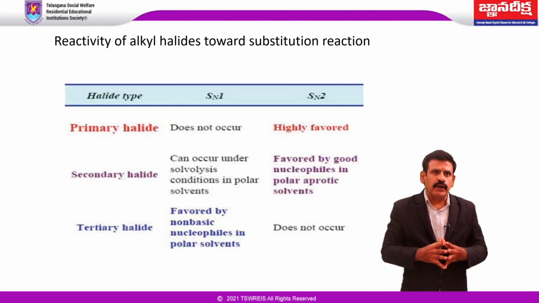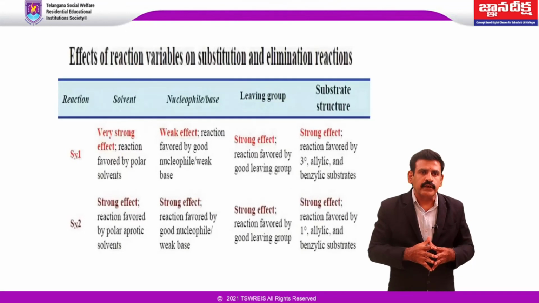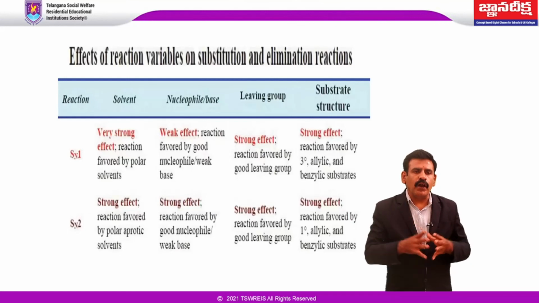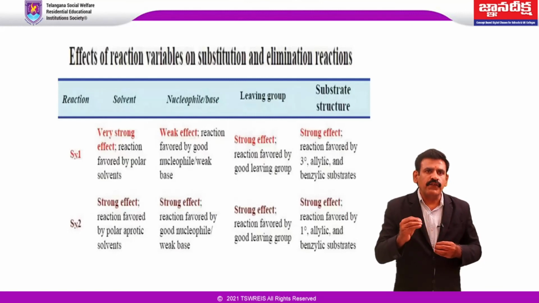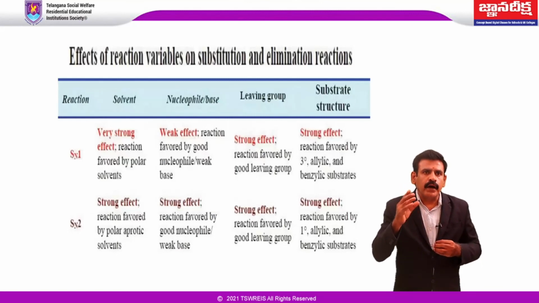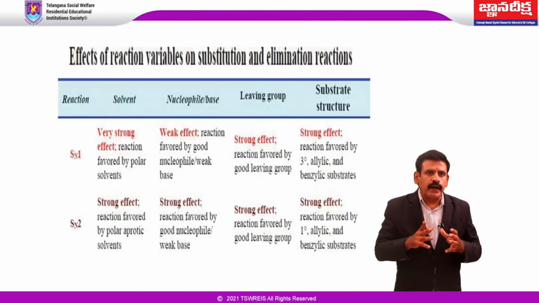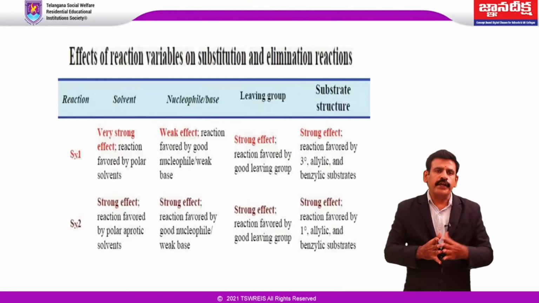So, the effects of reaction variables on substitution and elimination reactions. See here SN1 and SN2 reactions. For SN1, the solvent has a very strong effect: the reaction is favored by polar solvents. For SN2, the solvent has a strong effect: the reaction is favored by polar aprotic solvents. For the nucleophile, SN1 has a weak effect, with the reaction favored by a poor nucleophile or weak base, and SN2 has a strong effect, with the reaction favored by a good nucleophile or weak base. The leaving group and substrate structure we already discussed.